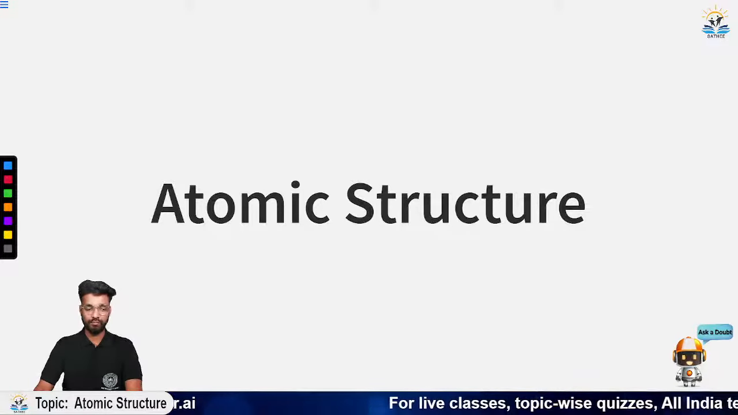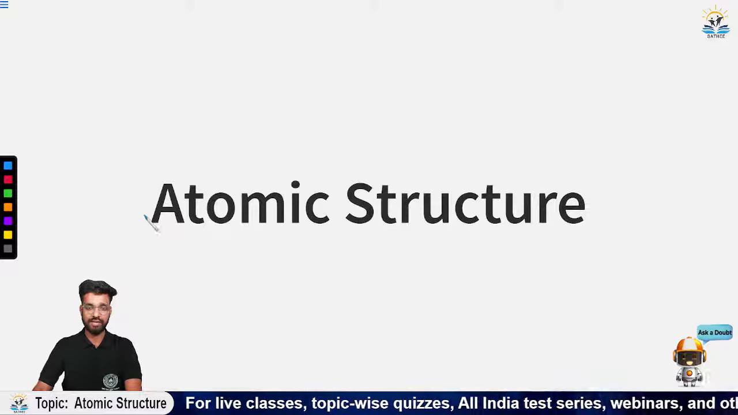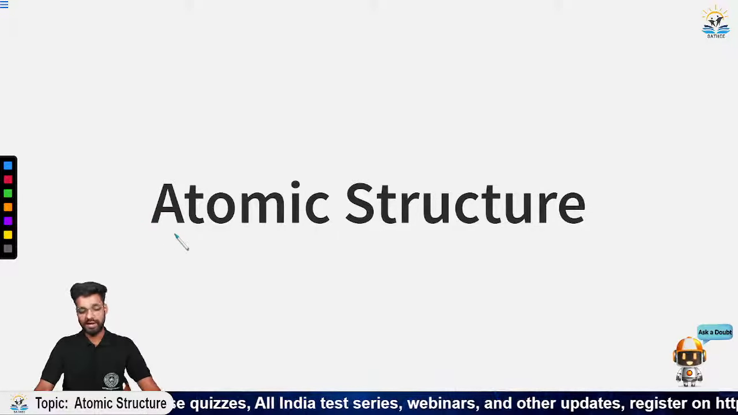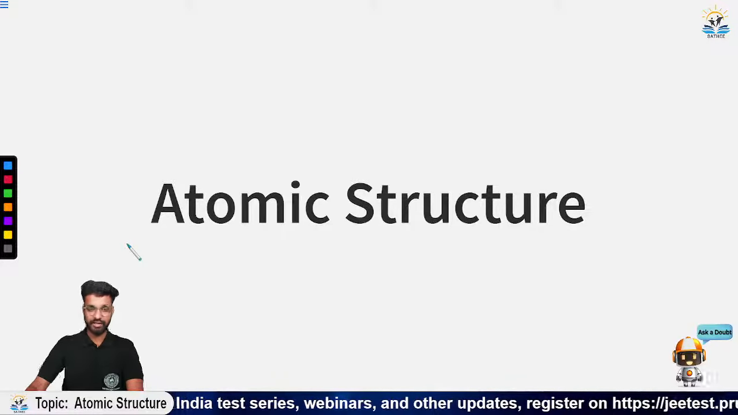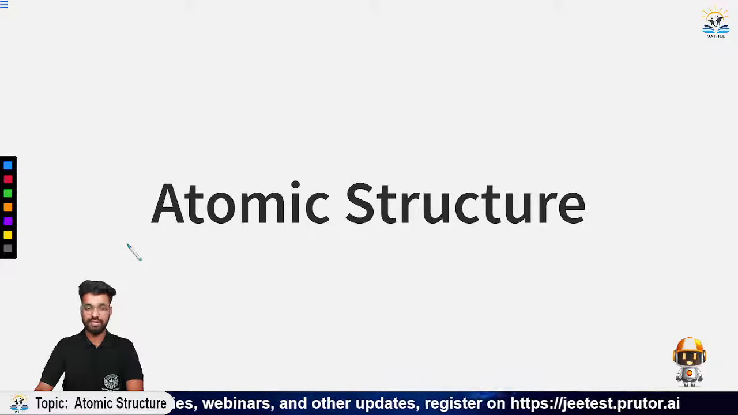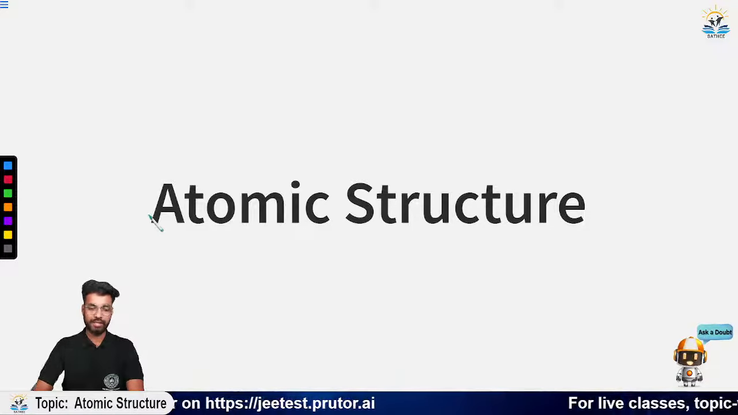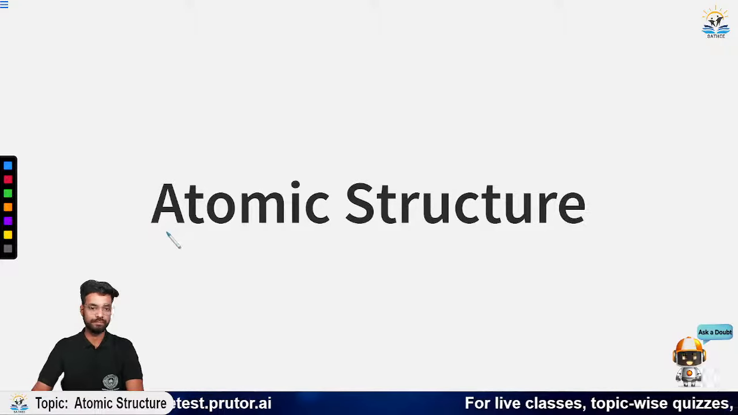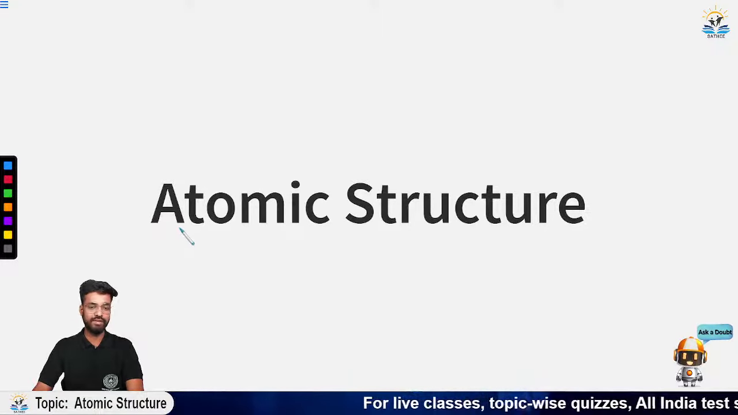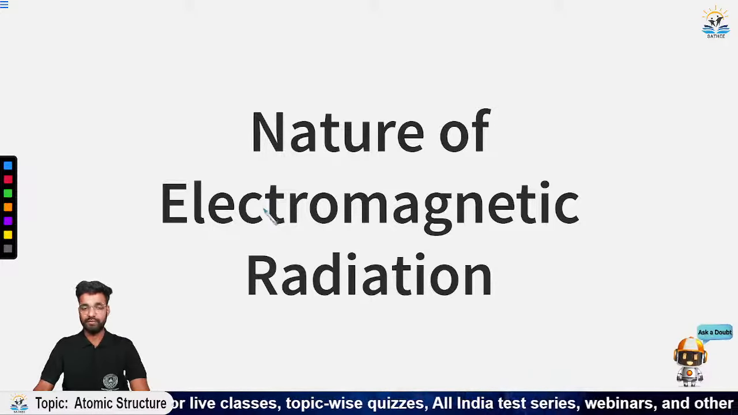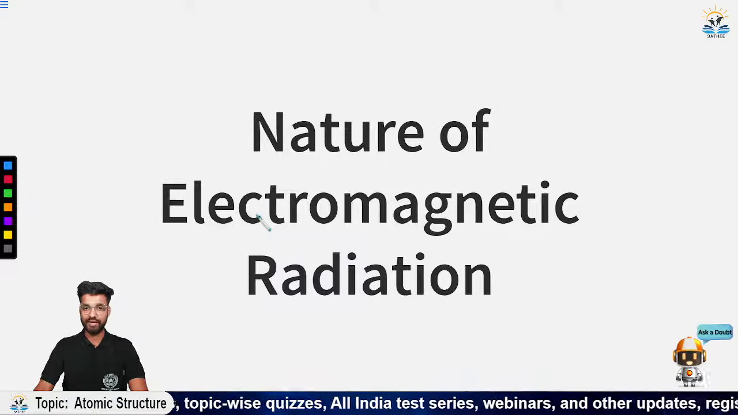So, students, the first theory which we learned in our first class was Dalton's atomic theory. Later on, many atomic theories came up, then some drawbacks came, and they were changed and revolutionized from time to time. So in that aspect, this thing was developed. This chapter is based on that only. So the first topic is the nature of electromagnetic radiation.